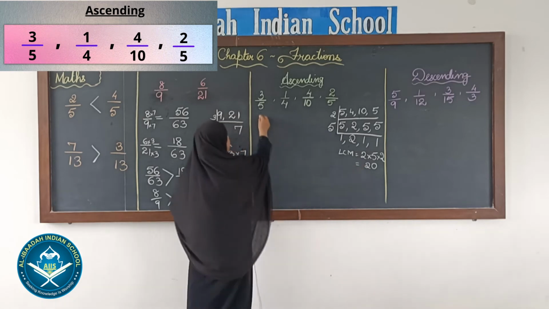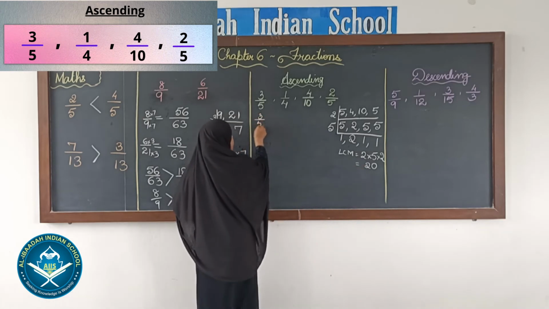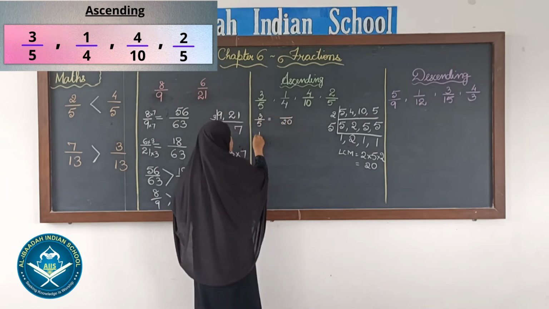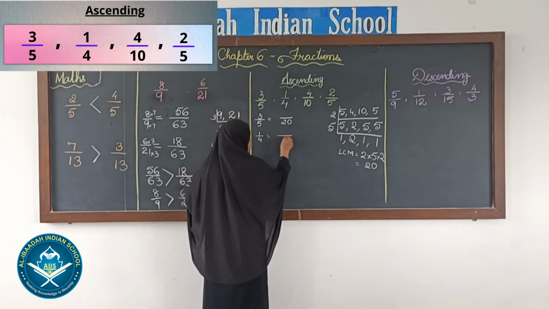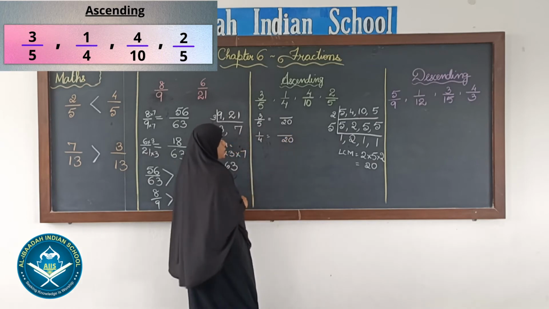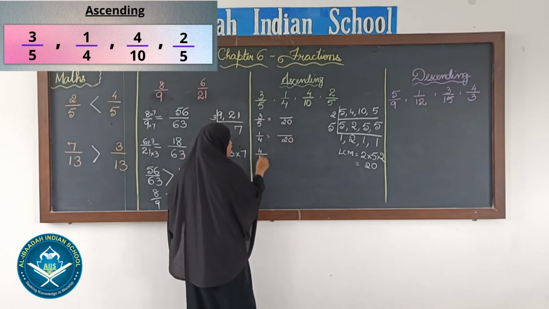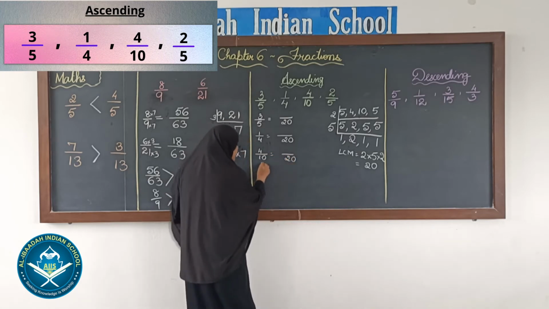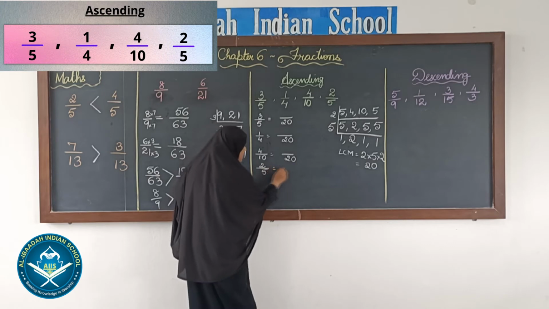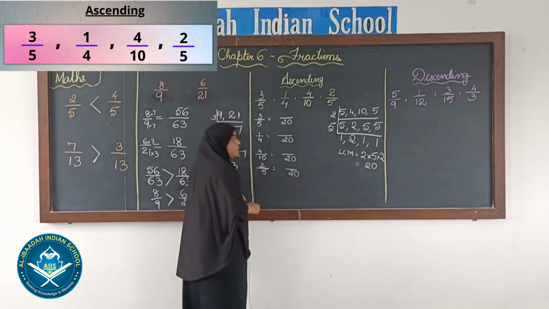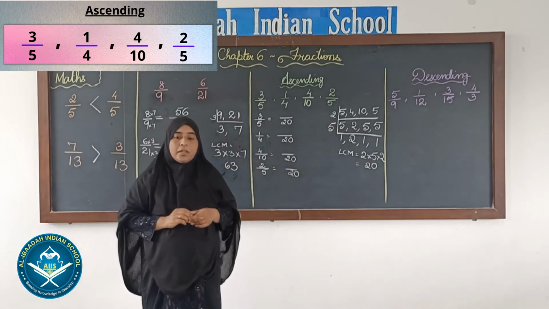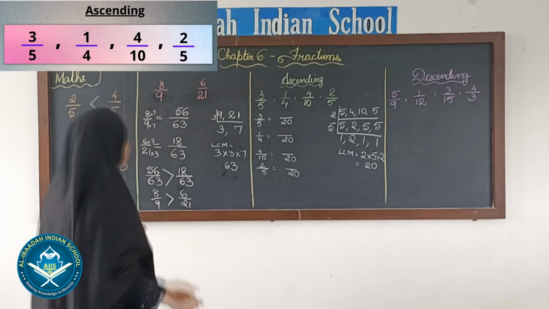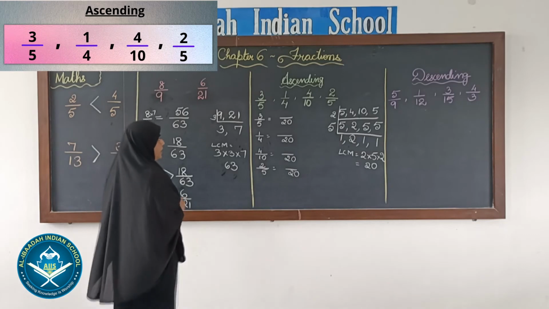Okay, so one by one we will do it. 3 by 5, we need denominator 20. Then 1 by 4, we need a fraction where the denominator is 20. Then 4 by 10 also we need a fraction with the denominator 20. And then 2 by 5, we need a new fraction with the denominator 20. Okay, so we will see which are the numbers that we will multiply to get the denominator as 20.